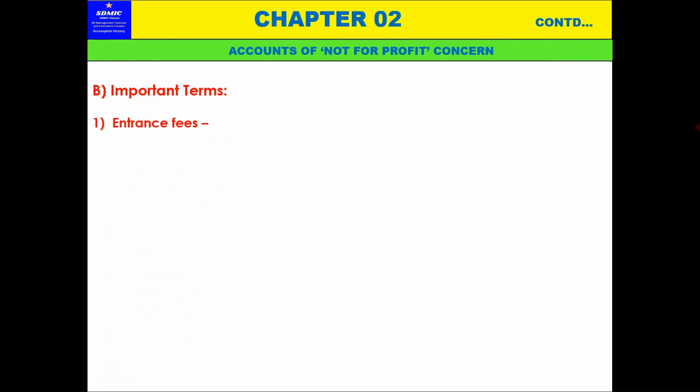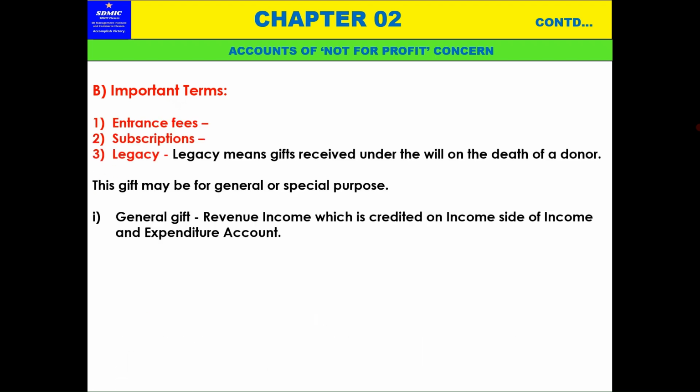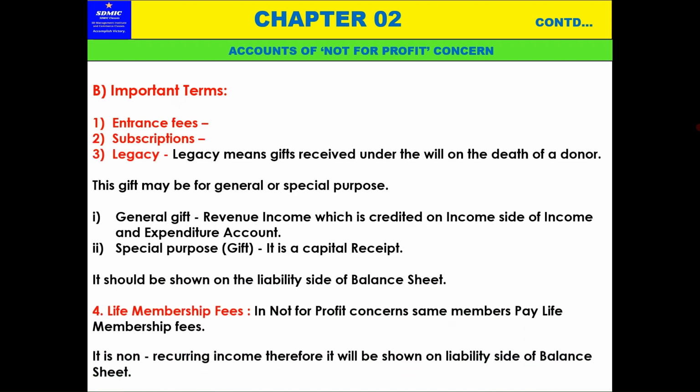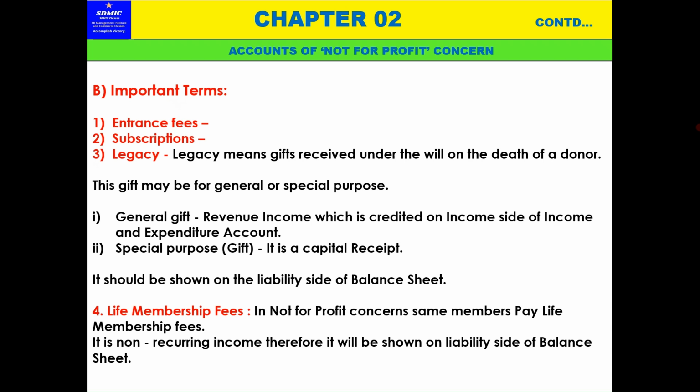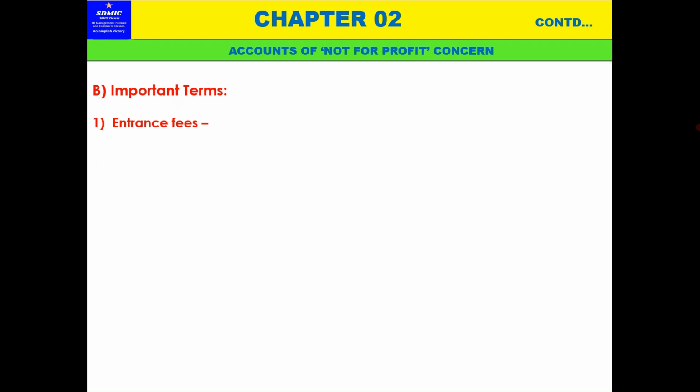Now important terms, entrance fees. What we will do, we will just do this in the next class. Okay, I don't want to make you more confused and put more burden on you. So these important terms, this entrance fees, we will learn in the next class. So overall just see this. Okay, so let us wind up this class here. Now important terms we will discuss in the next class.